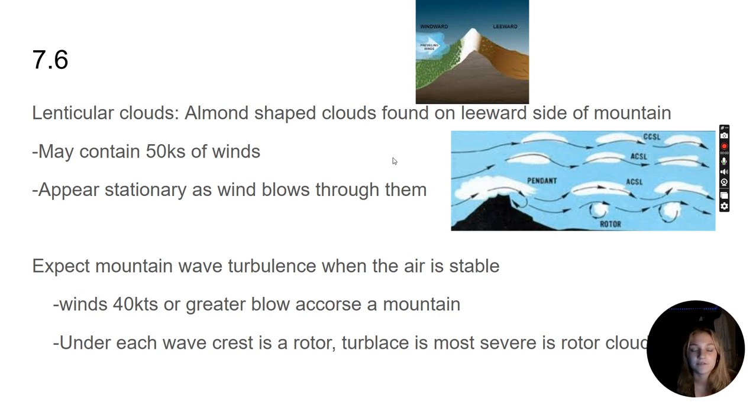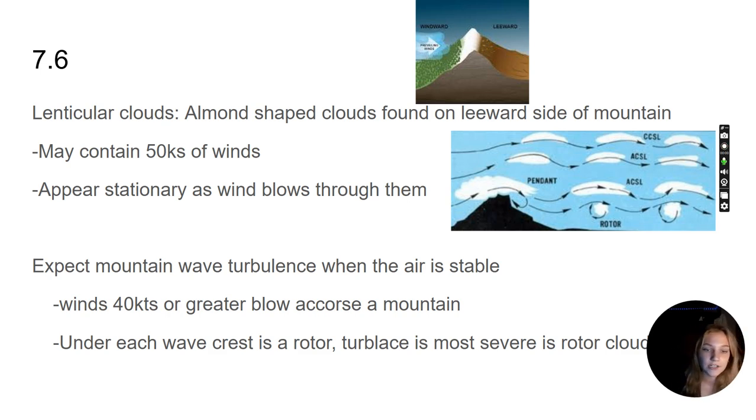It can have up to 50 knots of winds. And it appears stationary as the wind blows through them. So it can be like kind of an illusion. Expect mountain wave turbulence when air is stable and winds 40 knots or greater blow across a mountain.